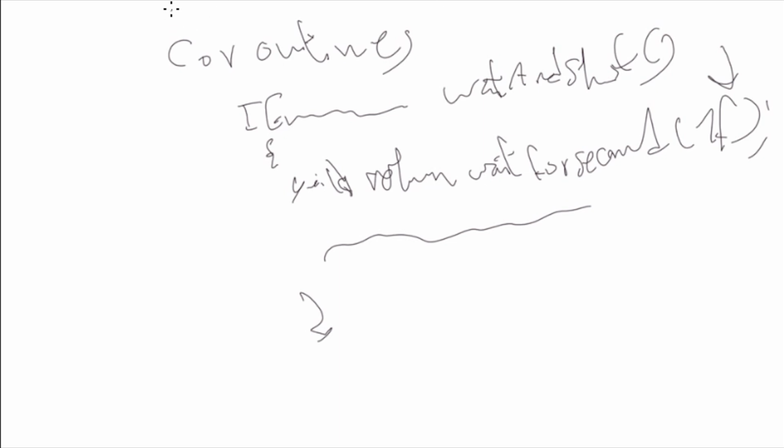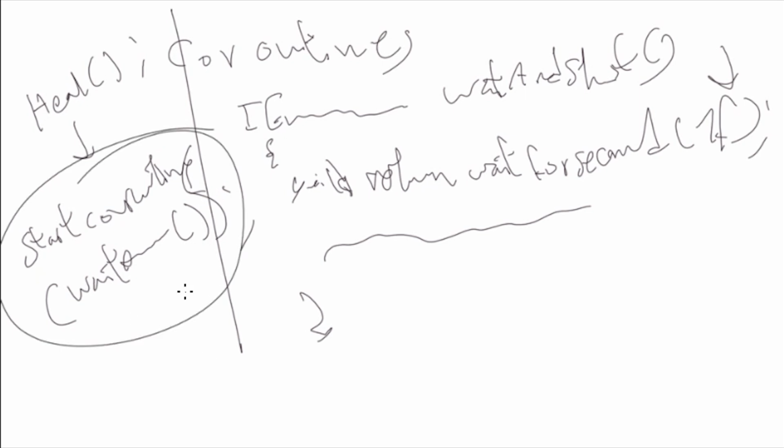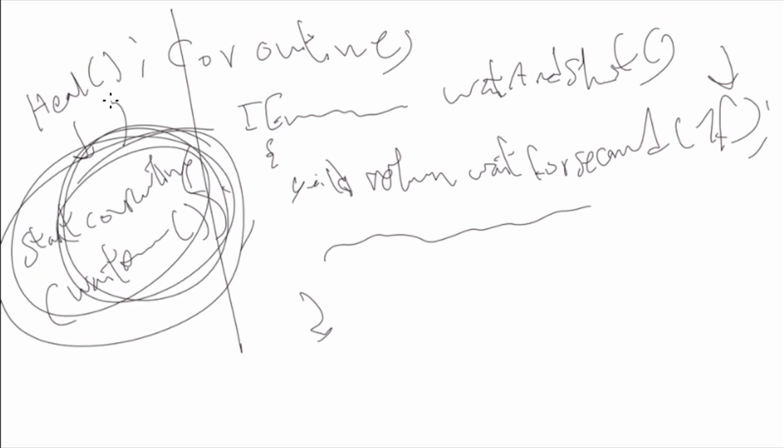Also, when you call a function, you call it like this, like Heal. But when you call a coroutine, you call it by saying StartCoroutine, open brackets, write the coroutine function like WaitAndShoot, then open two brackets, then close the brackets of StartCoroutine. So it's like this, and then you are calling a coroutine function, not a normal one.